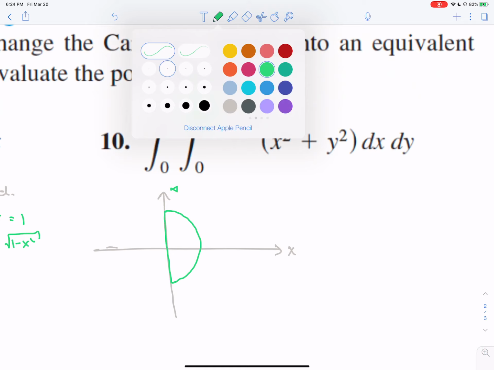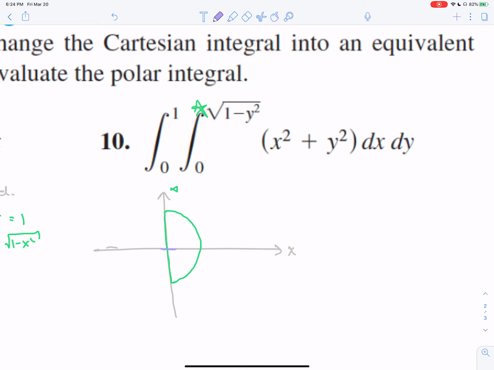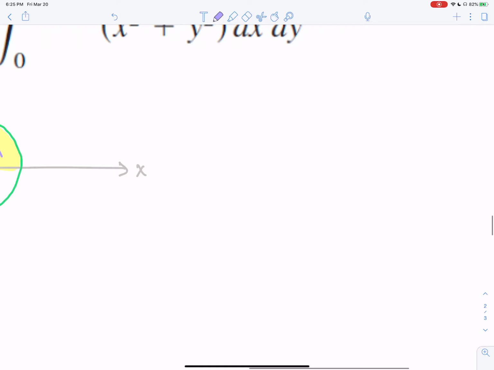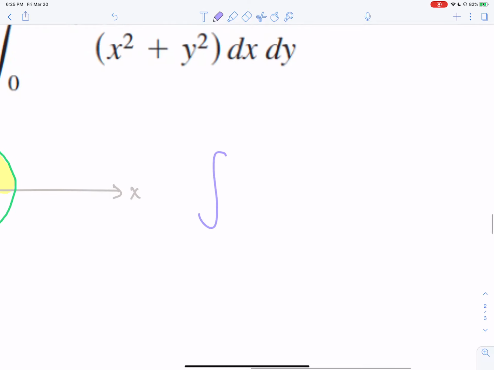And then it looks like y goes between 0 and 1. So y will go from 0 to 1. In this case, it gives us just this part. That's our region. So this is also going to be pretty easy to write. So this will be the double integral.